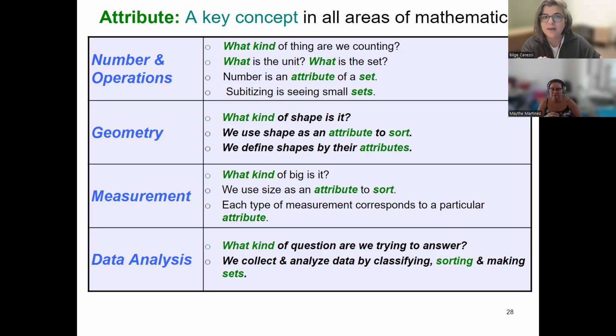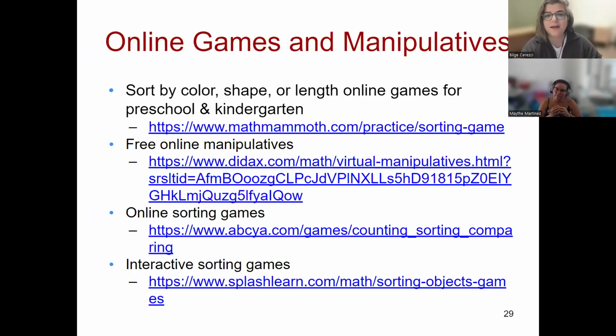So it shows up in number and operations. In geometry, we sort the shapes. In measurement, we compare and contrast based on size or length, and for that, you need to sort. And in data analysis, in order to understand which one is more or less, you need to first sort it out and identify the number that you need to compare in each group and things like that.